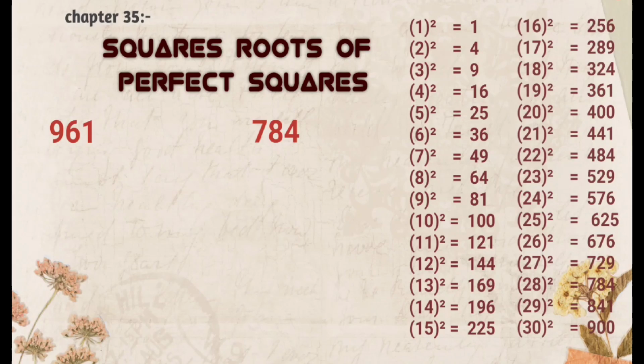First of all, we will make pairs of 2 digits from the right hand side. So here in 961, one pair is 61 and the other number, 9, is left alone. So we'll just consider 9. Now the second part, that is 61.